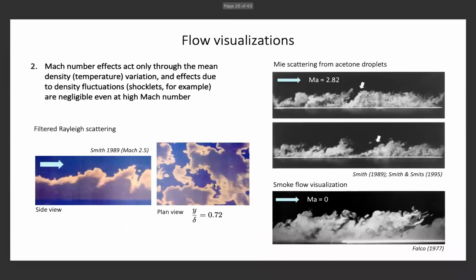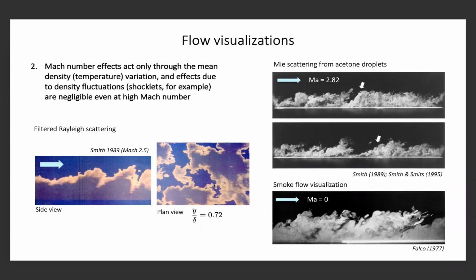Now, what about the structure of the boundary layer itself? One of the things that we have learned or think we know about high-speed boundary layers is that the dynamic effects of the density variations are small. Anything to do with the density fluctuation and the momentum variations due to that turn out to be small in wall-bounded flows. And it's really the mean density that is the primary effect on the boundary layer.